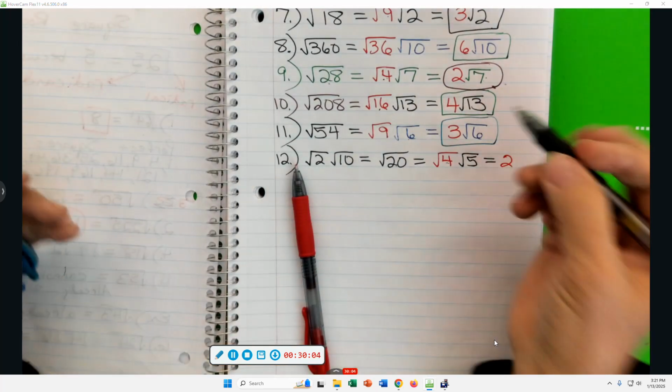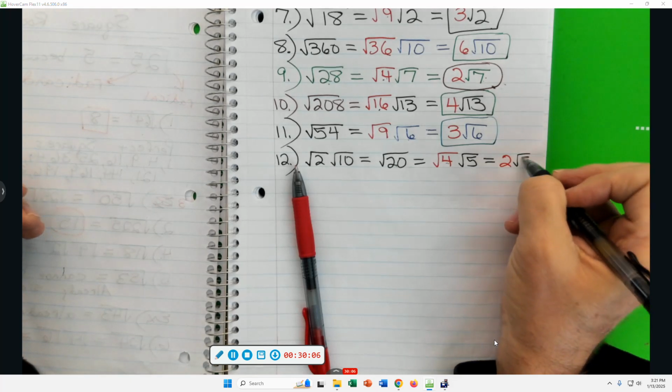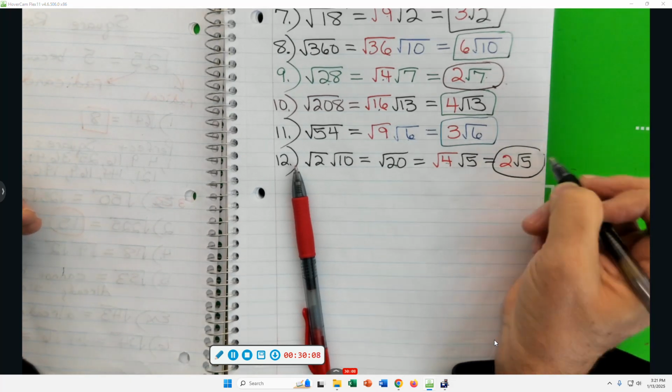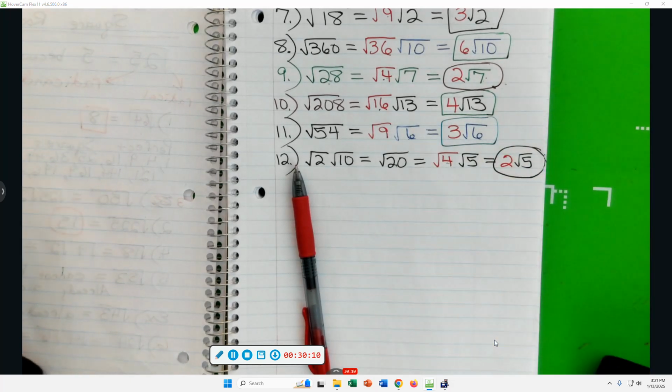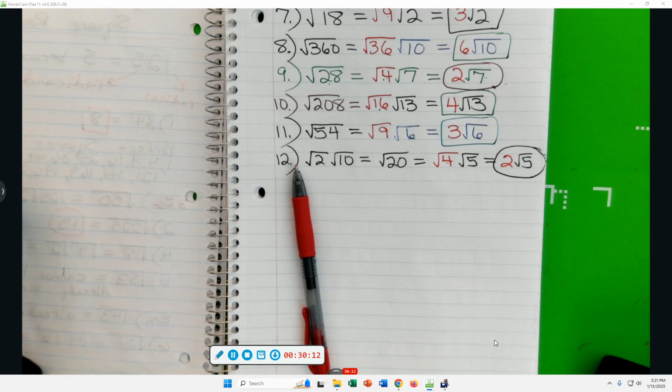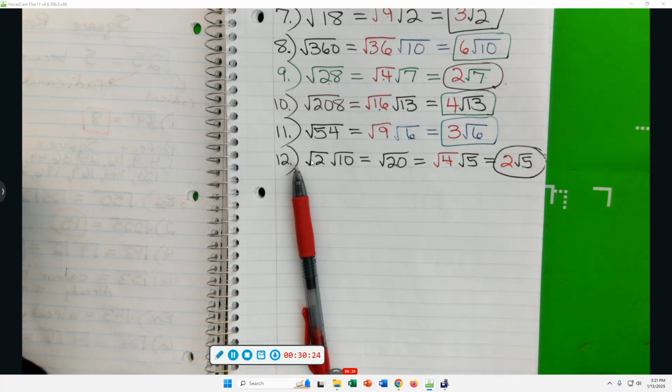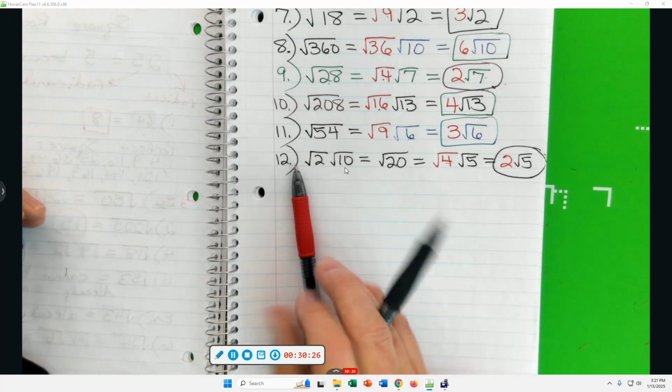Now, to multiply square roots, you first of all have to make sure that they're square roots. We're going to see other types of radicals in this course, like cube roots. What number can you cube to give you the number under the radical? You can't multiply a square root by a cube root like this. It has to be a square root times a square root.